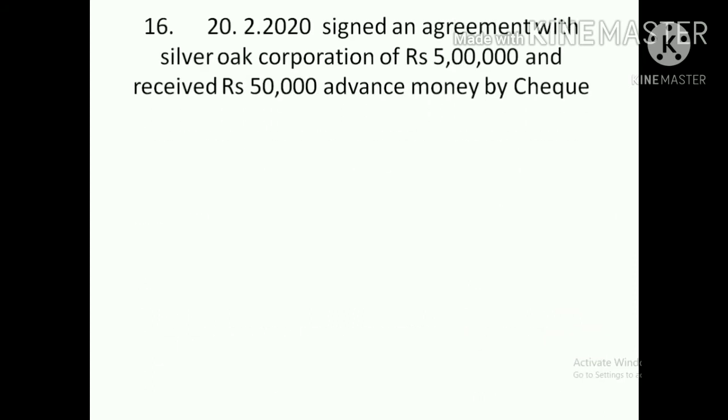The next one, the 16th: in 2020, signed an agreement with Silver Oak Corporation for rupees 50,000 and received rupees 50,000 advance money by cheque. This is a very important one. The company undertakes an agreement with Silver Oak Corporation. That agreement value is rupees 5 lakh, the total value is 5 lakhs. Against that 5 lakh, the company received 50,000 as advance money by cheque.